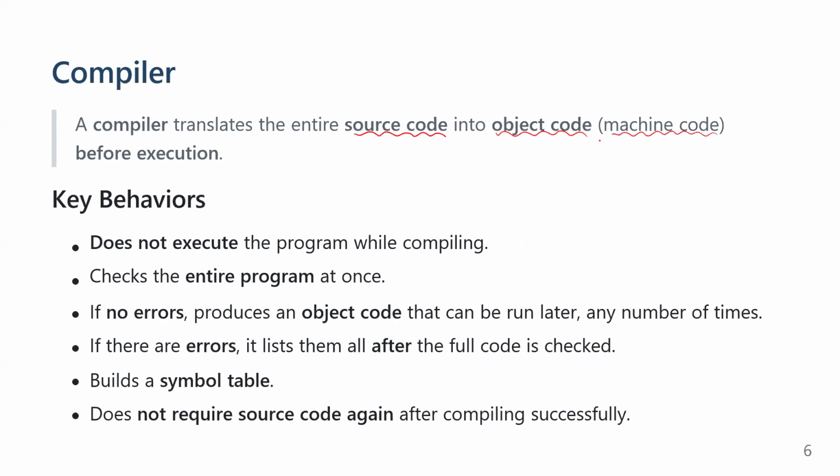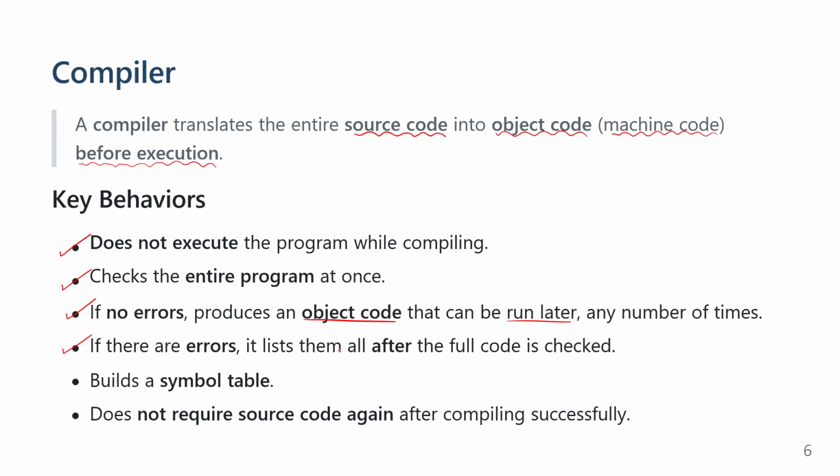But again, you know the difference, right? The compiler translates the entire source code into object code before execution. So it does not do it line by line like an interpreter does. It does it entirely at once. It does not execute the program while compiling. It checks the entire program at once. And if there are no errors, it produces the object code that can be run later, any number of times.